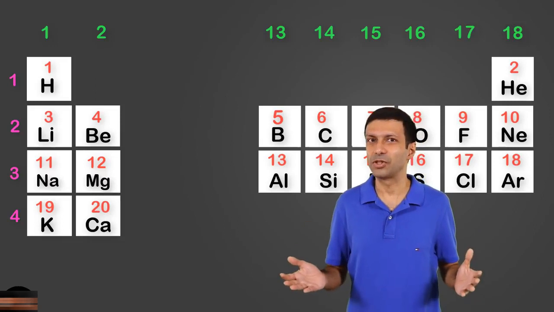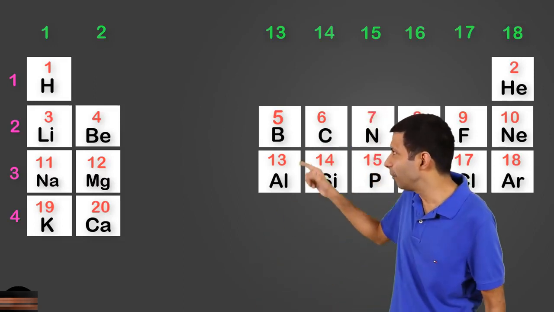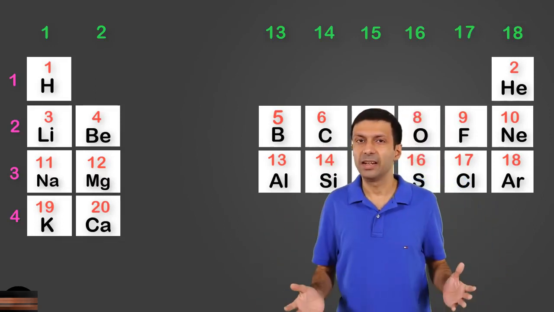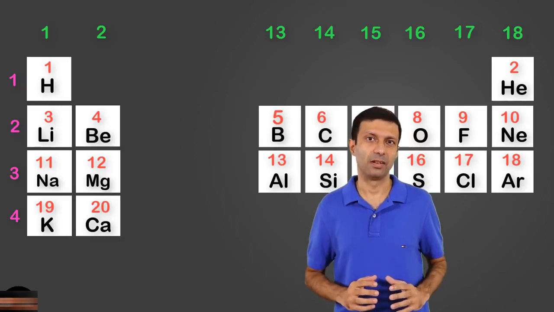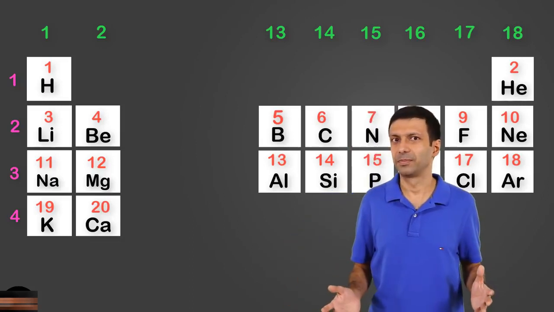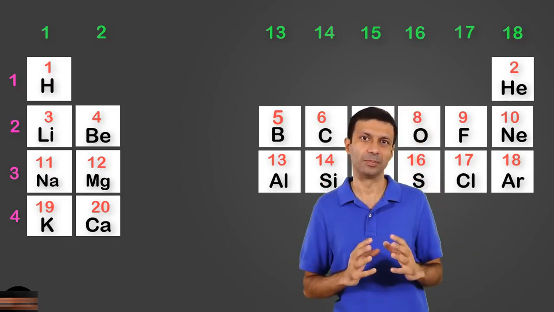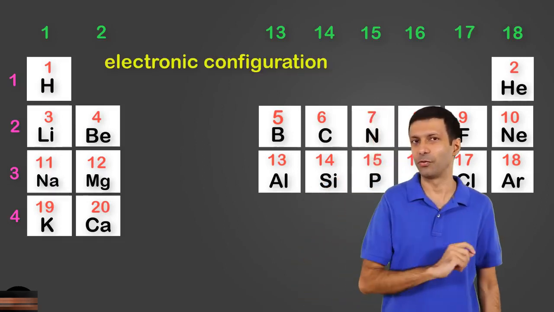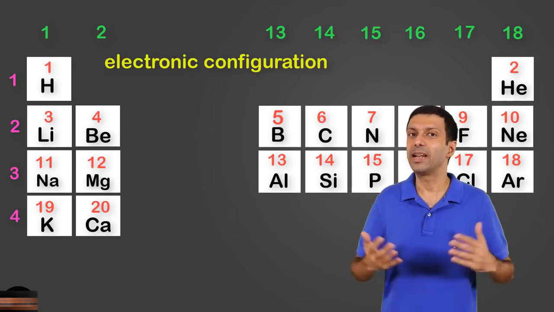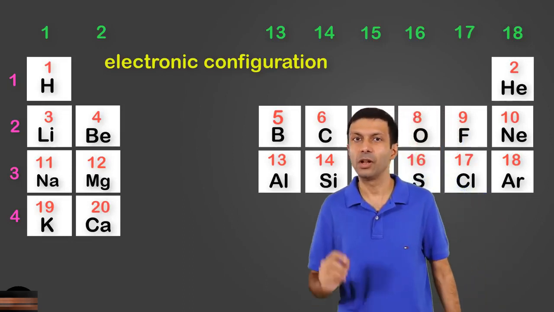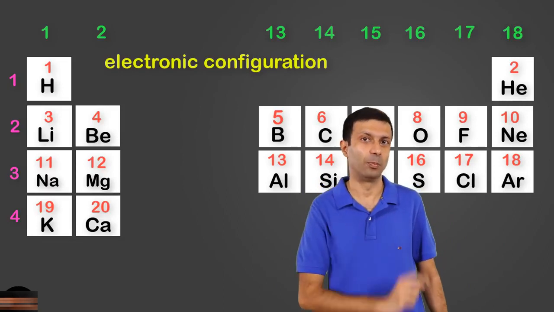Now an interesting question is, why do elements in the same group have the same valency and similar chemical properties? What do you think? Well, the answer lies in how the electrons are arranged in the atom. That is the electronic configuration. So let's go ahead and analyze the electronic configuration of elements in the same group.